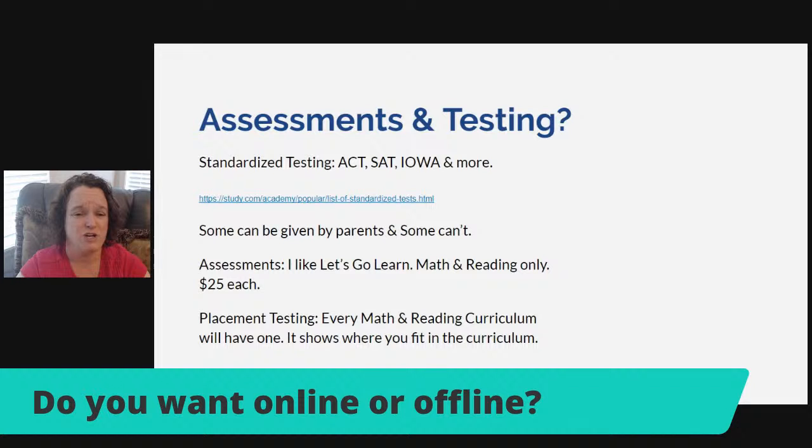I like to go to a company called Let's Go Learn. They have math and reading only. They were $25 each. You have to dig for that price because they want you to buy tutoring. So you just have to keep going deeper and deeper until you find around $25. But it's Let's Go Learn. They have math, they have reading. Honestly, for a homeschooler who's doing traditional homeschooling, this is about all you need. It gives you an assessment of how they're doing.